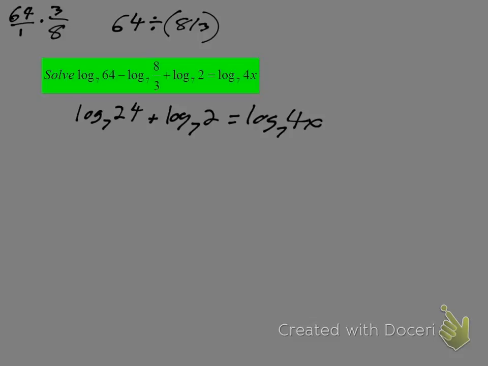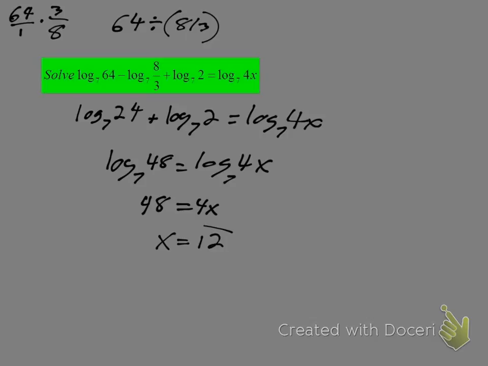Now you turn it into a plus between two logs. Okay, so that's how you handle that. You do your first one, get it combined, now do the next two. So now you do what? Multiply. You multiply, so 24 times 2 gives you? 48. So log base 7 of 48 equals log base 7 of 4x. Base is the same, nothing in front. You can drop log. 48 equals 4x. Divide by 4, x equals 12.